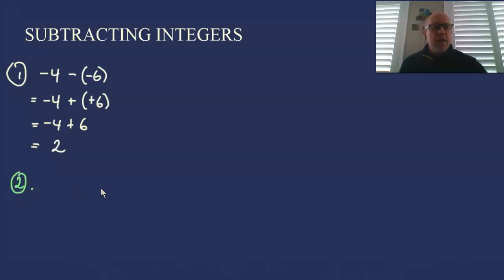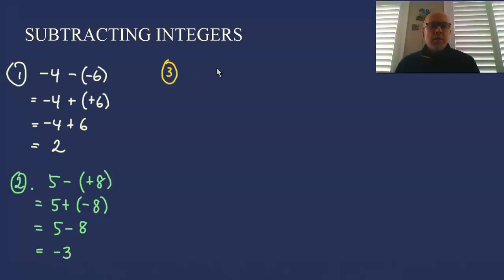As a second example, if we have something like 5 subtract positive 8, then once again we'll change that operation to addition, and then the sign of the term that follows also changes sign. So 8 becomes negative 8. Now we can drop the brackets so that we have 5 subtract 8, and when you do the math we get negative 3.